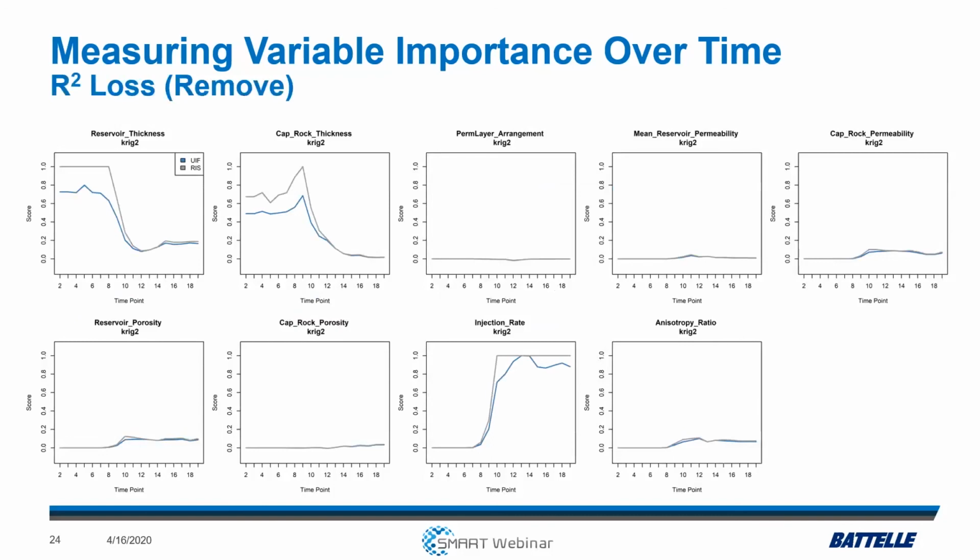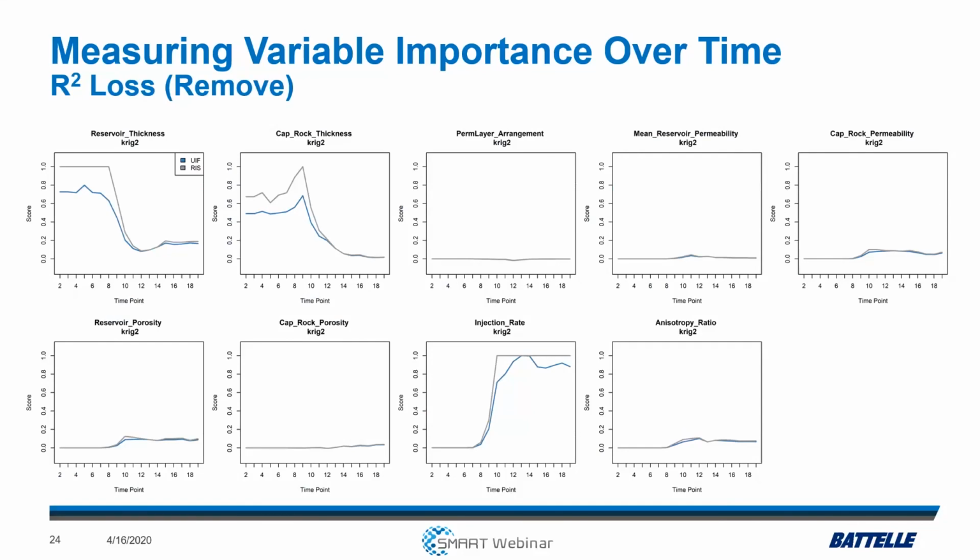Remember, we're looking at the average pressure as the response of interest. And so what we see here with R squared loss, the remove variant, the uncertainty importance factor, which is the global comparison metric, is shown here in the blue. And then the relative importance score is in gray. You can see that at every time point, one of these variables has a value of 1 for the relative importance score. So within a time point, they're nicely spread out. You can compare them. Whereas for the uncertainty importance factor, there's only one place that it hits 1, and that's the injection rate around time 13. But the shapes of them are pretty similar.